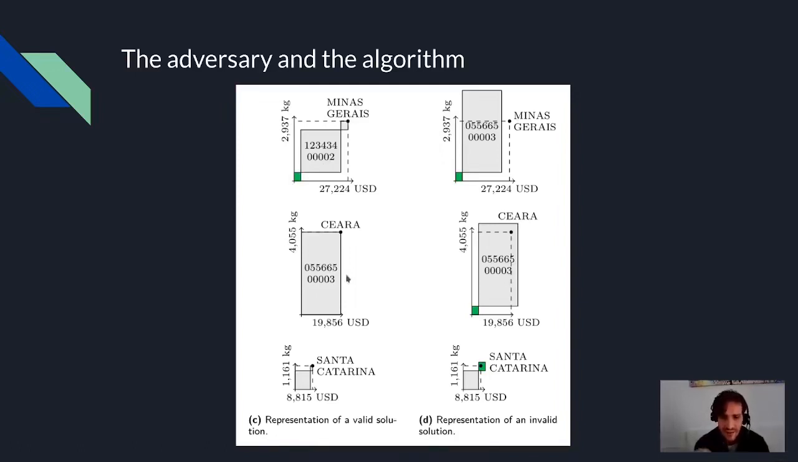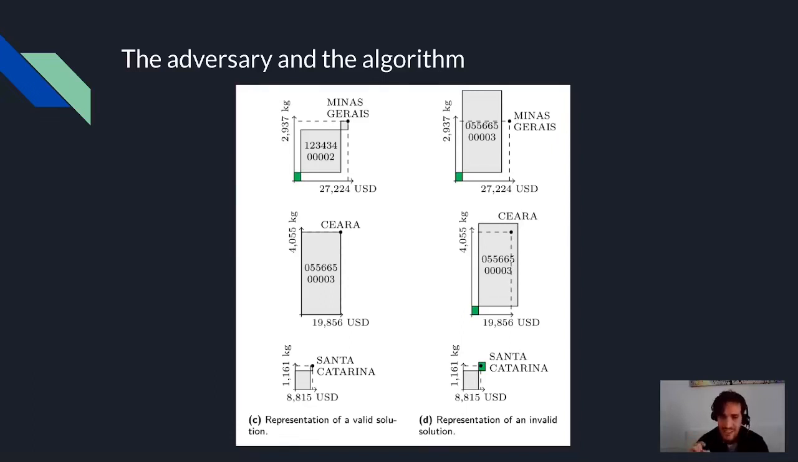Once I get a valid solution, I can try to swap some rectangles. I can try to take this green one here and place it in another city. As you can see, if I do this, I will end up with an invalid solution, clearly shown by the overflow here. The algorithm used by commercial solvers implements a backtracking strategy that goes through all the possible states.